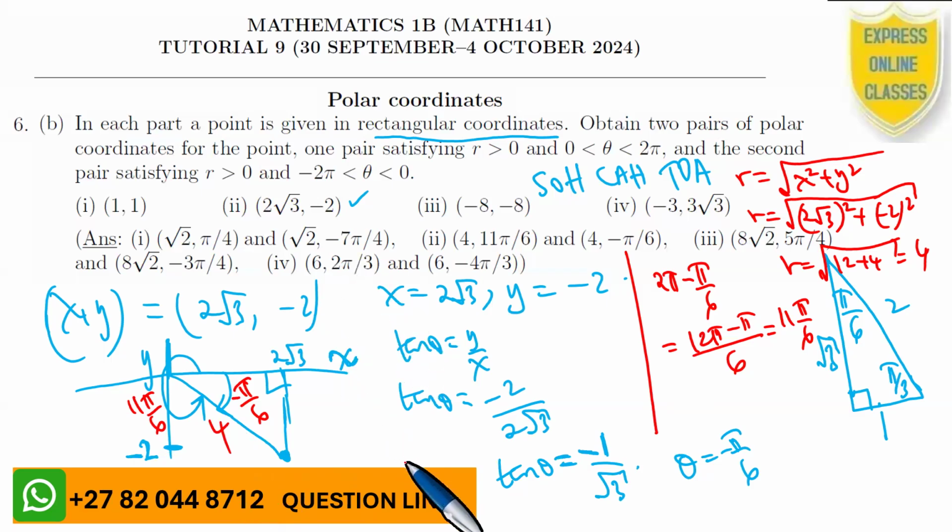There are two possible answers then to this. The first answer is going to be r theta, which is, what is the r? The r is exactly 4. Okay, so the r is 4, so you put a 4 here. And then the theta becomes what? The theta becomes minus pi out of 6.